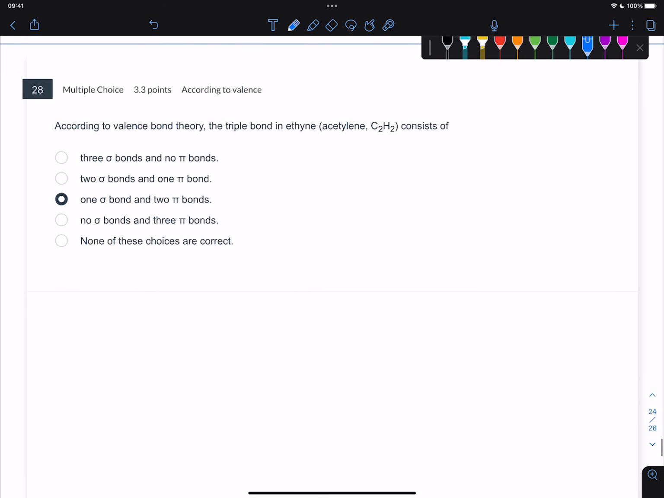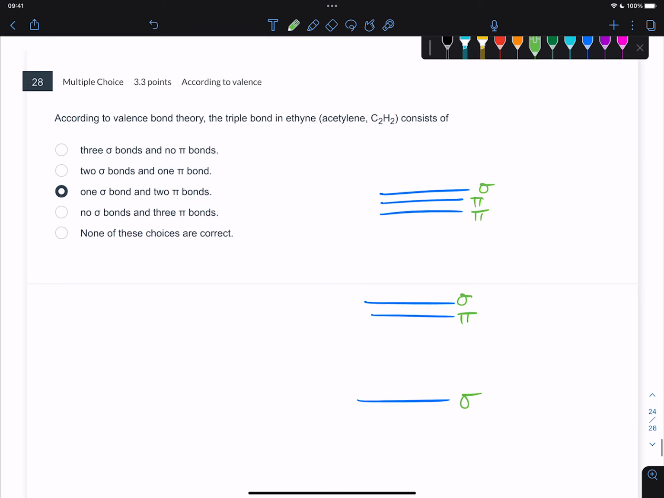According to valence bond theory, the triple bond in ethyne is composed of, and I said it earlier, just one of those things you've got to know. Whenever you have a triple bond, it's a sigma and 2 pi. By the way, whenever you have a double bond, it's just a sigma and a pi. And if you have a single bond, it's just a sigma. So just know those. Pretty simple.